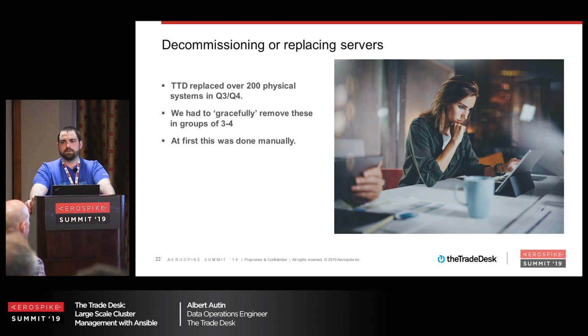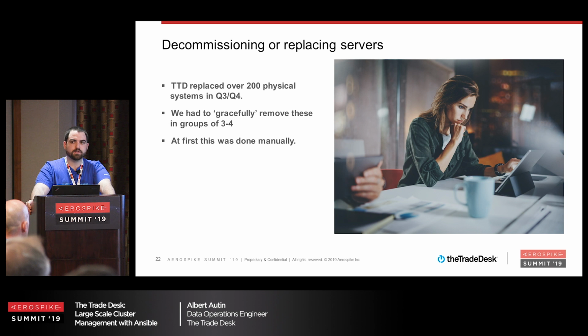So in Q3 or Q4, we had to replace 200 systems. The Trade Desk has a lot of advertising opportunities towards the end of the year. We have holidays coming up. There's the end of fiscal year. So there's a relatively big traffic spike towards the end of the year, and we needed to be ready for this traffic spike.